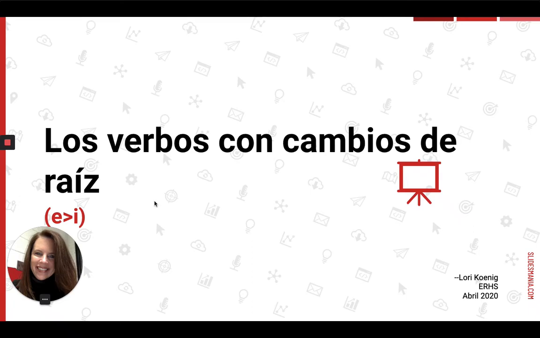Okay, this is the last of the stem changing verbs. There are only 3 different types. We have done, you've seen, the O to UE and E to IE. Now we'll continue with the E to I.